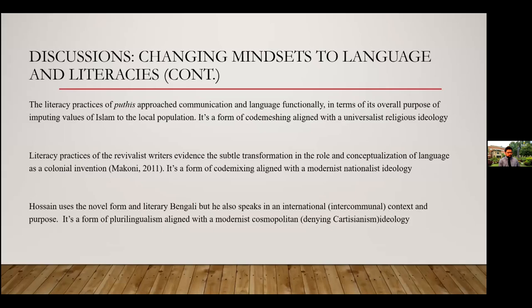Hussein uses the novel form and literary Bengali, but he also speaks in an international, intercommunal context and purpose. So it is a form of plurilingualism aligned with the modernist cosmopolitan ideology. So it is using a conceptualization of language as code, yet it is also articulating a community that is intercommunal and international, rather than the sort of classic monolingual idea of nationhood.